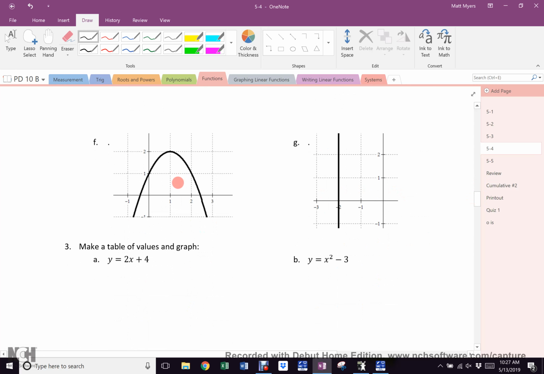What about that one? Not linear, of course. Why? It's a curve. What about that one? That one's linear.